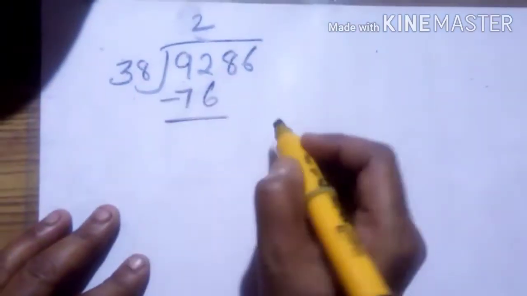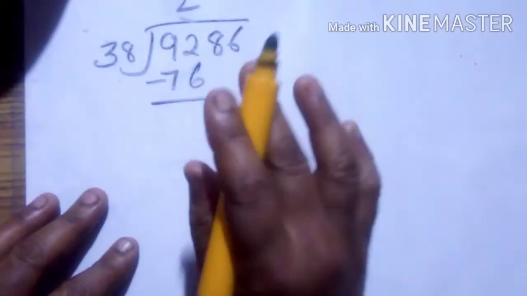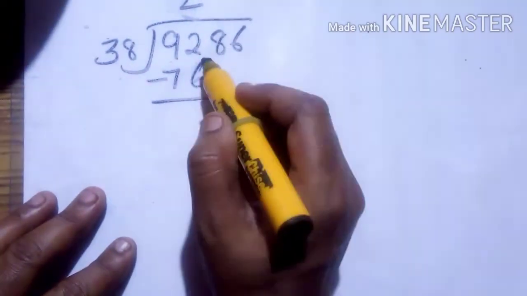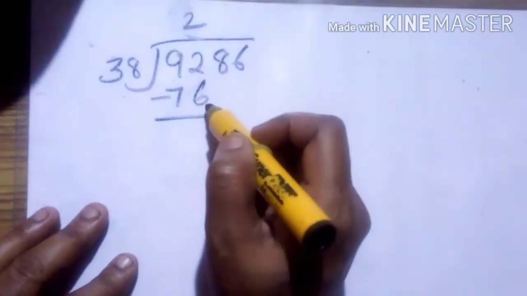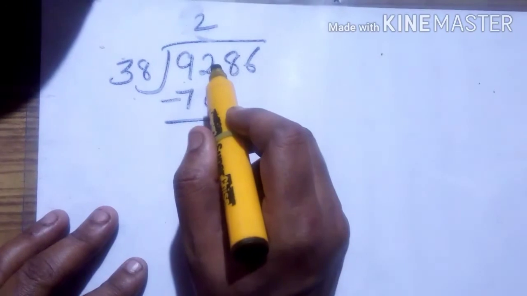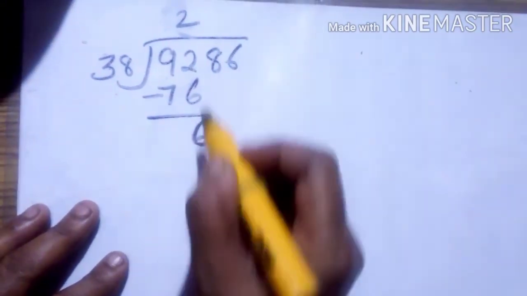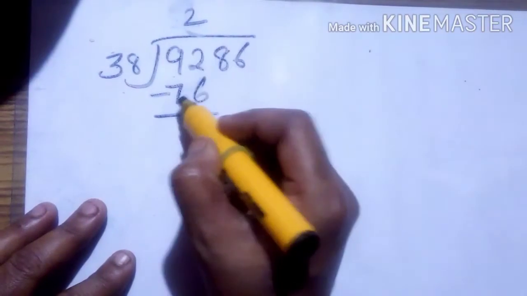Okay, then subtract here. So it is less than 92 now. So you have to check and find out. 2 minus 6 will not go, so you have to carry 1. It will become 12. 12 minus 6 is 6. Here remaining 8. 8 minus 7 is 1.